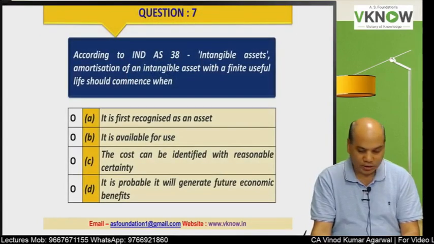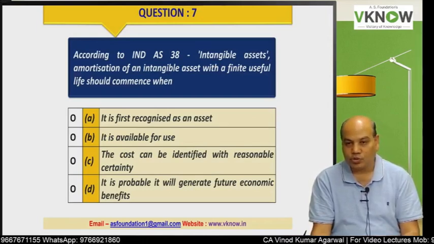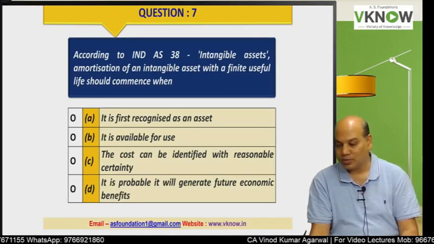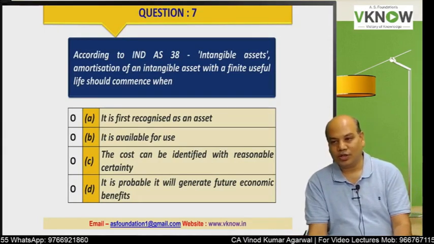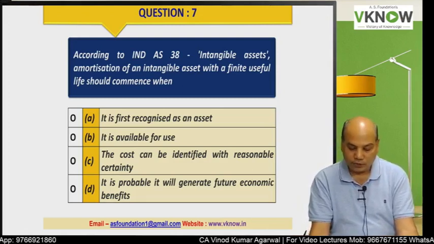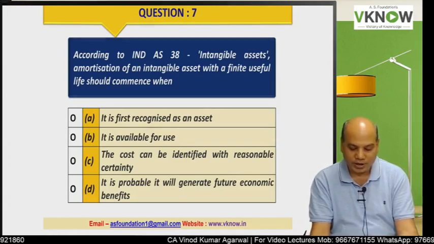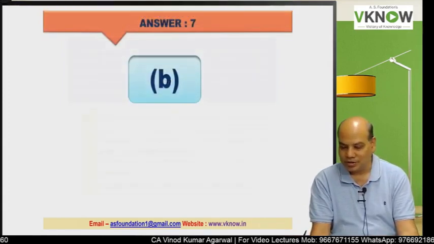According to Ind AS 38, amortization of intangible asset with a finite useful life should commence. When should amortization commence? When it is available for use. Is there any option called available for use? Which option? B. Option B.